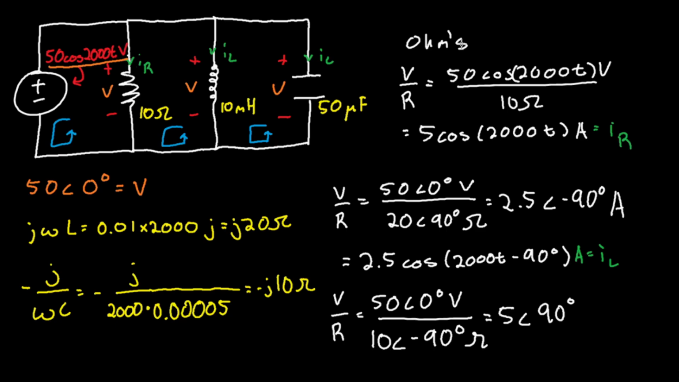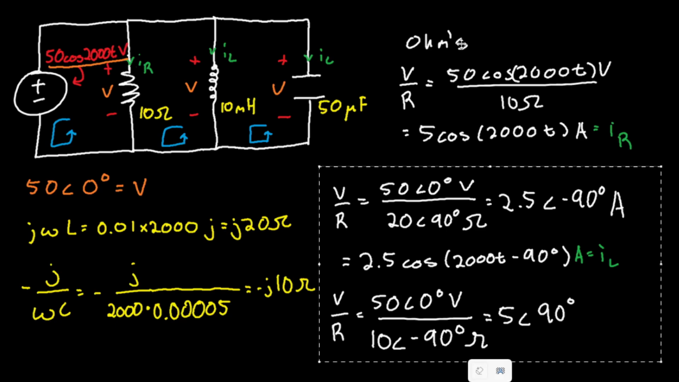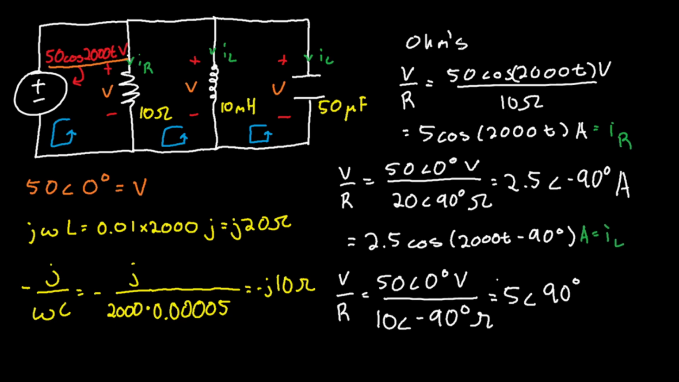So if I were to put this in time domain form, then we would get 5 cosine of 2000t plus 90 amps for the current at the capacitor.